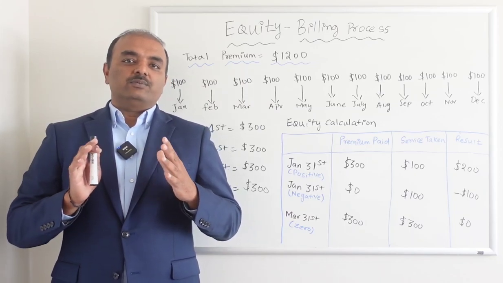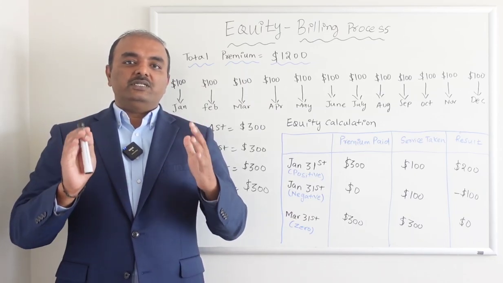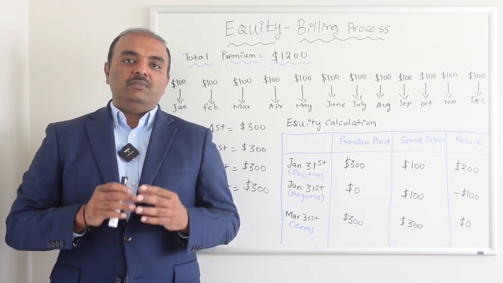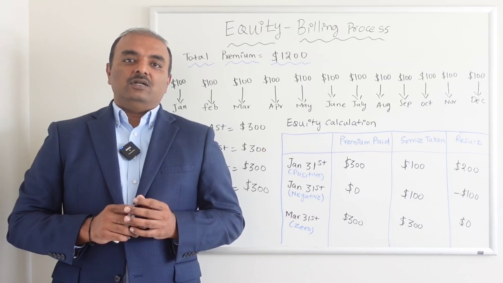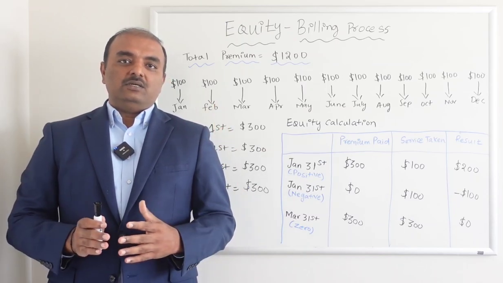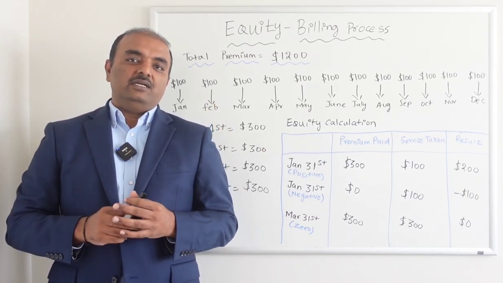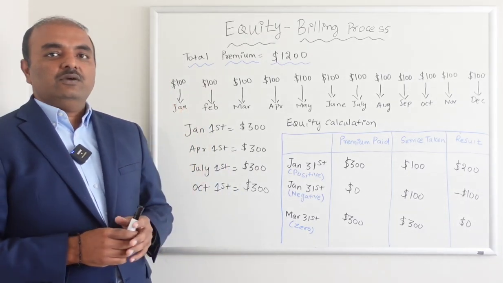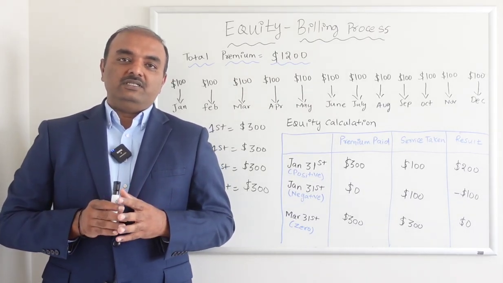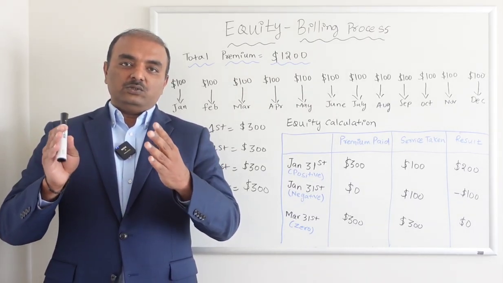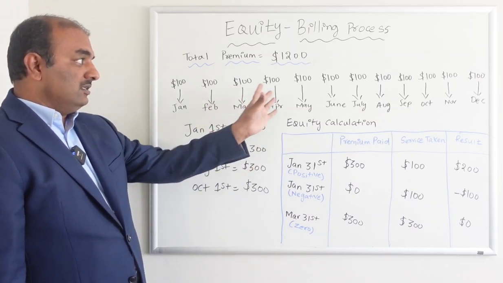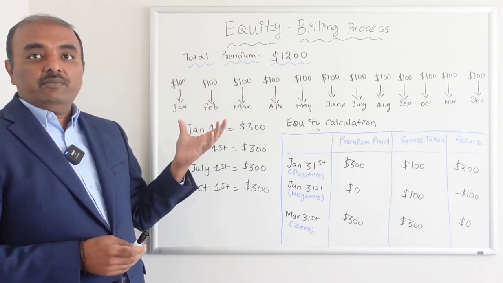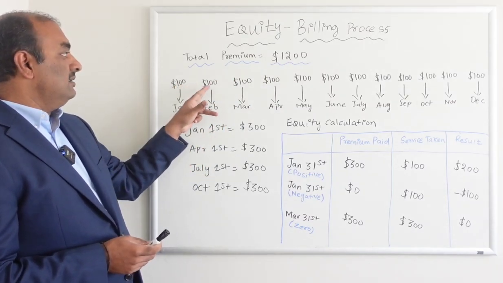Today I'm going to explain what we mean by equity when it comes to the property and casualty insurance billing process. Let's see a basic example and then we can explain the definition so that you get a good hold on that. Assume you have a homeowner's policy with a total premium of 1,200 and it's a 12 months policy. Basically you are breaking that 1,200 into monthly premium, which means each month it's going to be 100.